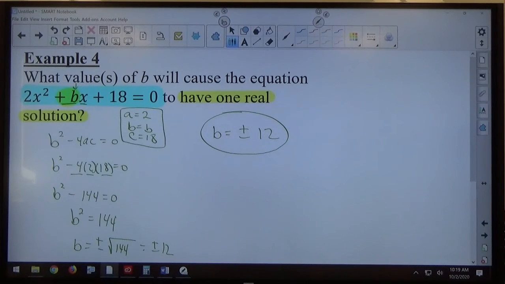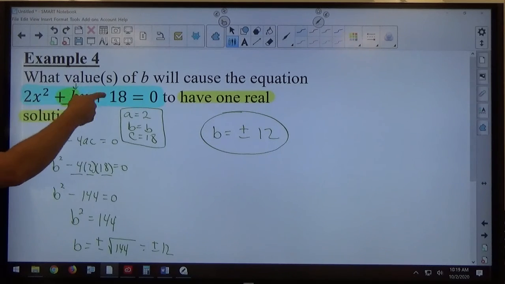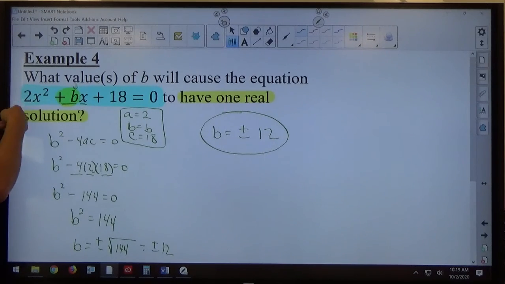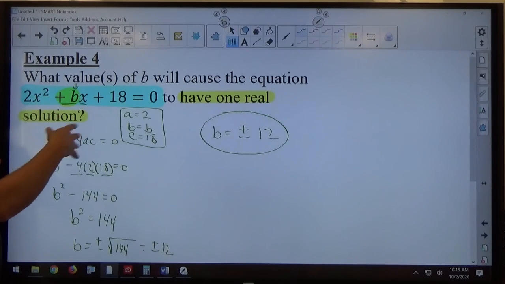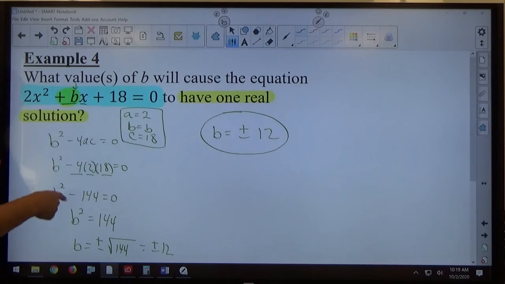They may ask in homework what value of a or what value of c. Again, it's just a matter of whatever one they're going to leave out. So it'll be ax squared plus 12x plus 18, and then you'd be finding a, or 2x squared plus 12x plus c equals 0, then you're trying to find c. Same setup, same technique, just as far as what you're trying to solve for. If you're trying to find b, b is going to be squared. If you're trying to find a or c, it won't be squared. So it'll be easier to do if they give you a or c. All right.